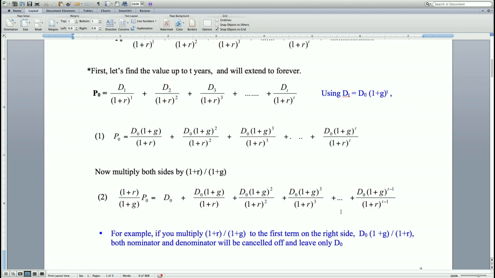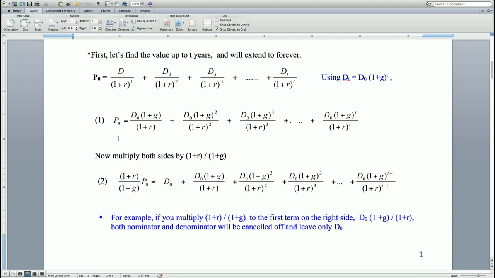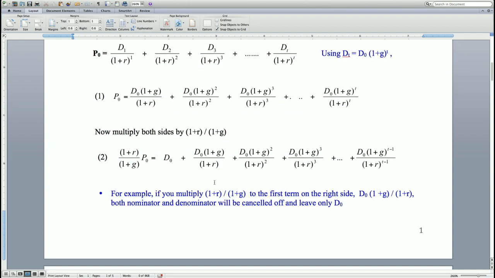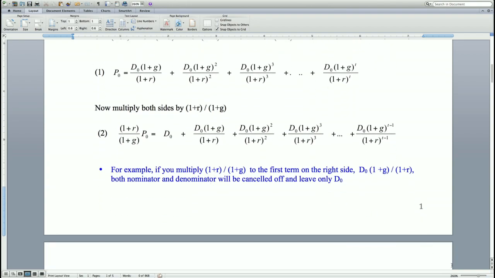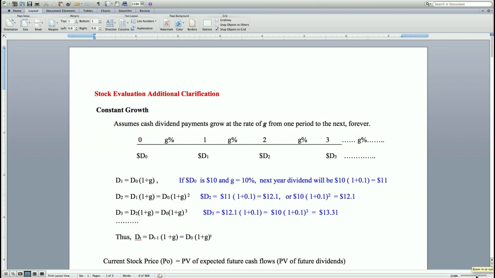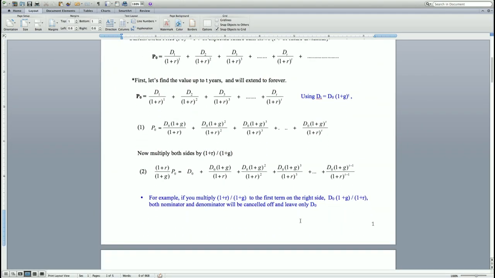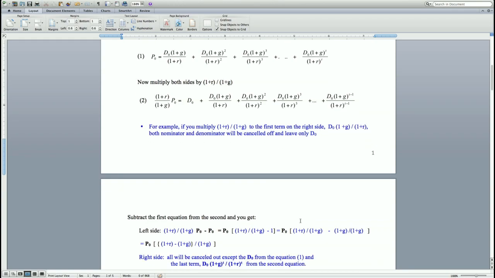So now we have two equations. This one, P0 equals this, up to t. And after multiplying, we have another formula. We're going to use these two. Remember this. Let's make it a little shorter here, then we can see both. So now we have equations 1 and 2.